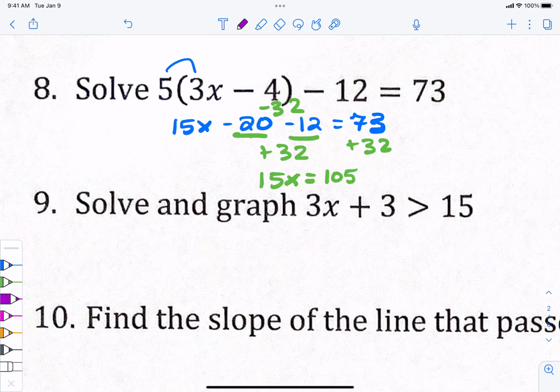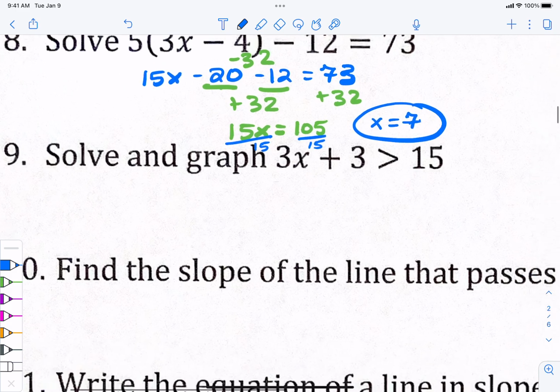I don't know if I did that right. Should be. Yeah, it is. And let's divide by 15. 105 divided by 15, I think, is 7. Perfect. So x came out nicely. On this one, you could check your answer by plugging 7 back in if you wanted to. In fact, I would do that, but we're not going to do it right now.